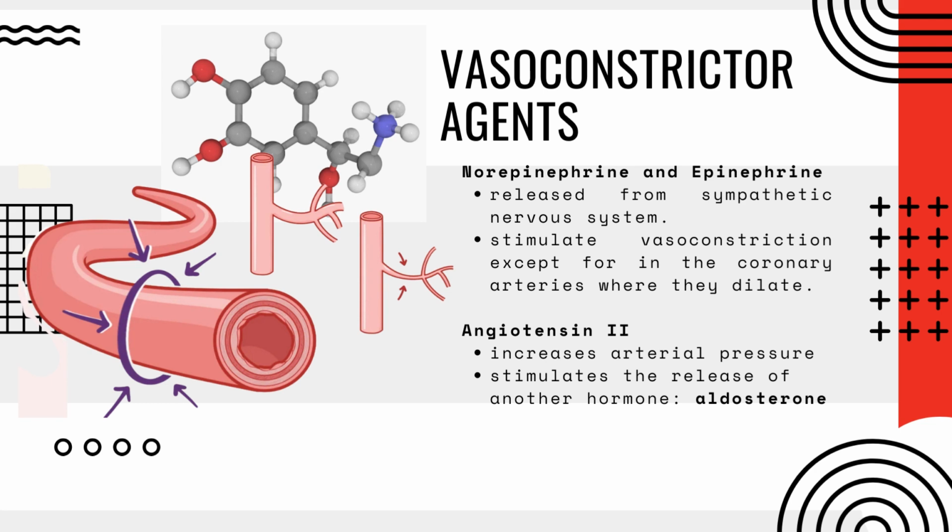We have angiotensin II, which is a powerful vasoconstrictor to once again increase our arterial pressure. Angiotensin II is a hormone that acts as a vasoconstrictor agent, meaning it narrows or constricts blood vessels. This leads to an increase in blood pressure, which helps to maintain adequate blood flow to vital organs such as the heart and brain.